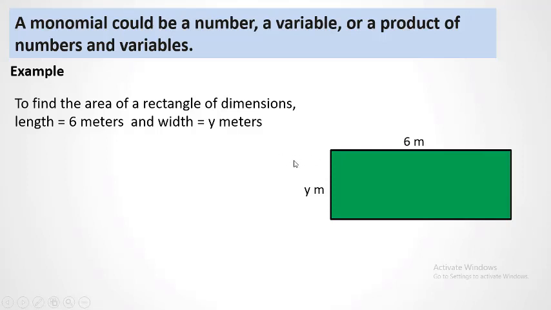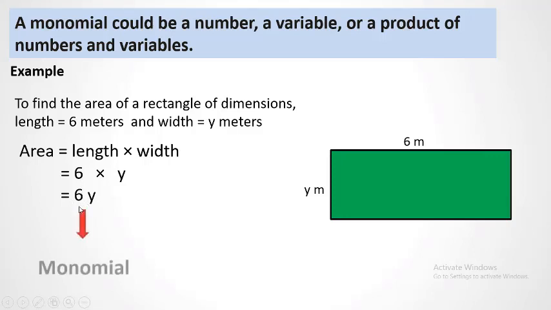Let's find the area of the rectangle. To find this area, we have to follow the rule: area is equal to length times width. Length 6 and width y. 6 times y is 6y. It is a product between a number and a variable, so it is a monomial, since it is a product of a number and variable.